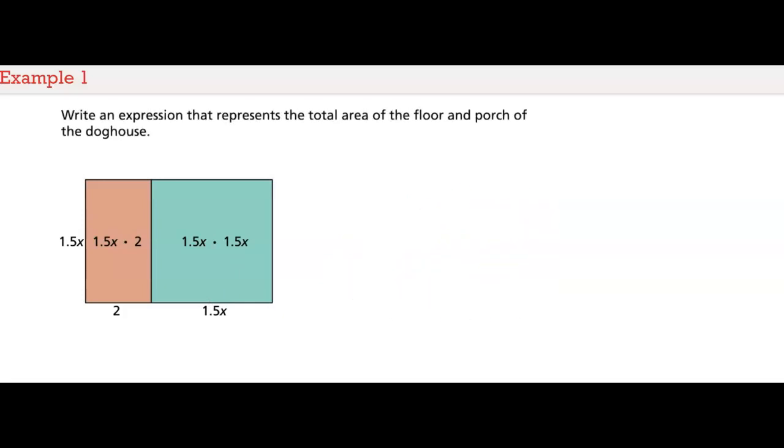Write an expression that represents the total area of the floor and porch of the doghouse. The area of a rectangle is equal to the length times the width. The length is 1 5/10 times x, and the width is the sum of 1 5/10 times x and 2. Use the distributive property to multiply the linear expressions. The expression 2 25/100 times x squared plus 3 times x represents the total area of the porch and floor of the doghouse.